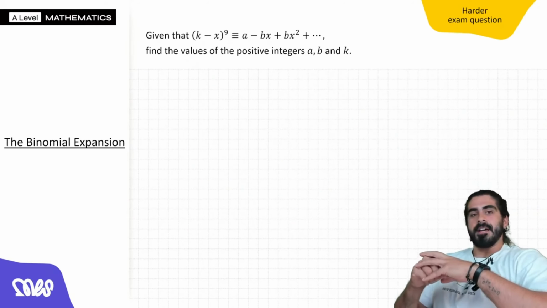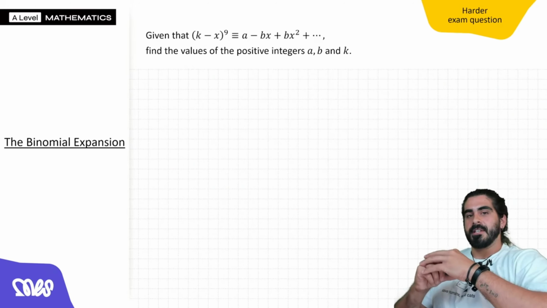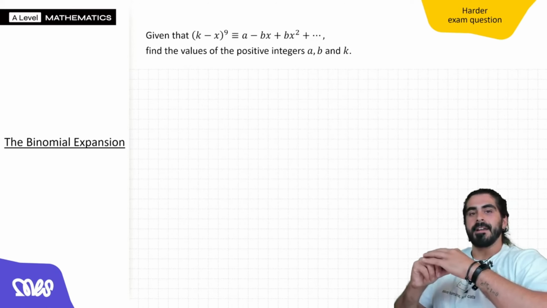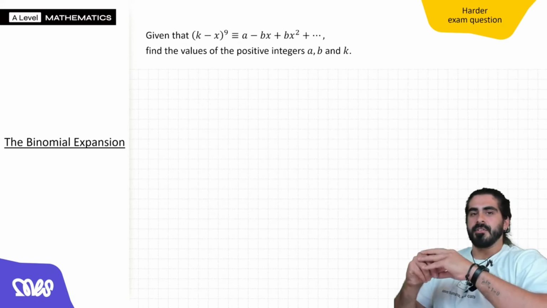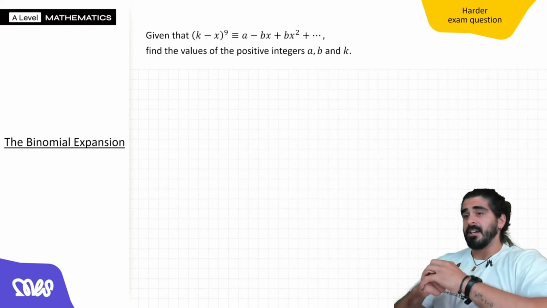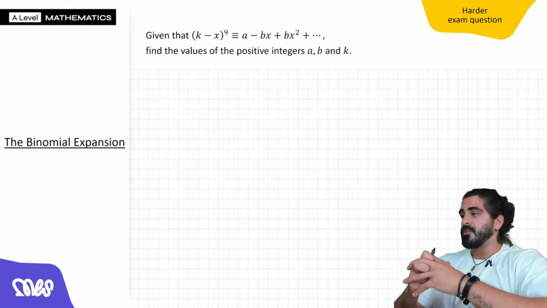Nice. Given that, k minus x to the power of 9 is equivalent to a minus bx plus bx squared. Find the values of the positive integers a, b, and k. Now this question here was so badly answered. So I was an Edexcel examiner, and when I was marking this, it was so badly done. But it's actually reasonably simple.